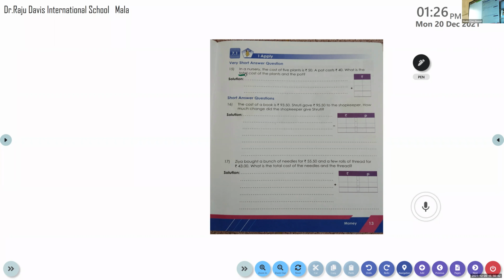So we have to write the steps also. From the question we can write cost of 5 plants. Please write cost of 5 plants equal to, it's given here, rupees 50.